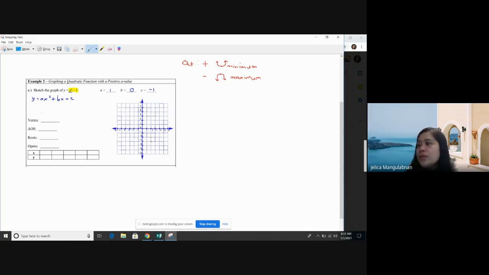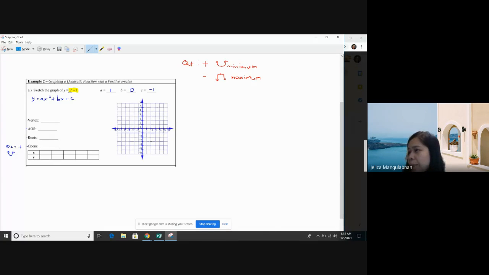Now we're going to look for the vertex, axis of symmetry, and the roots. Remember that the roots are the points where your graph touches the x-axis. And if it opens upward or downward, what is the opening? The quadratic term is positive. So if it is positive, it is a happy face. So if it is a happy face, what is the opening? Upward or downward?